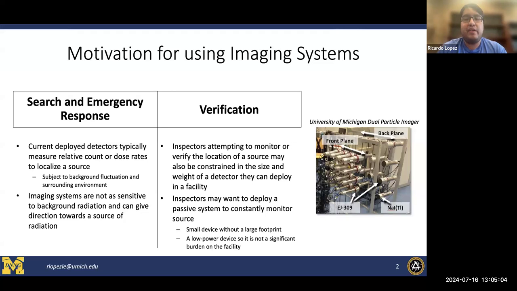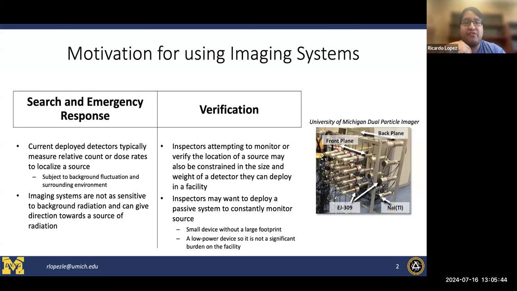So one big area of use for said imaging systems could be in search and emergency response scenarios. Currently, there's a lot of deployable equipment or detectors out there that will measure relative count rates or dose rates in a particular area. And by using certain search patterns as the users, you'd be able to figure out based on the general readings that you're getting in an environment where a source may be situated, for example. However, that kind of approach could be very time consuming and also not very accurate.